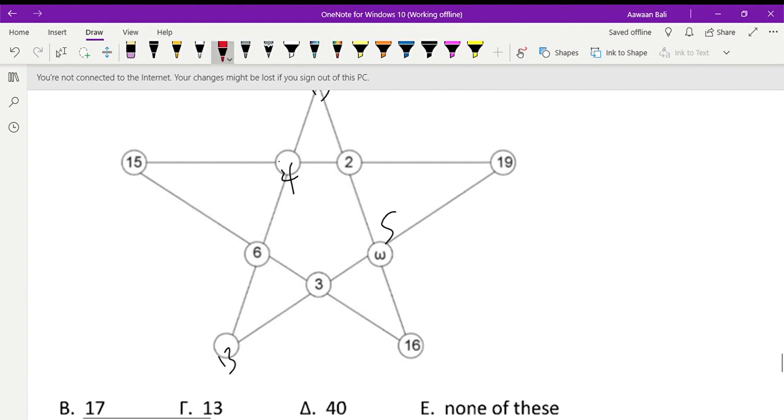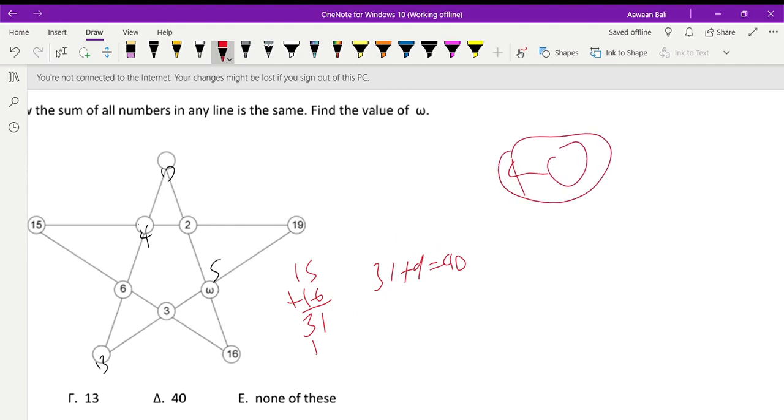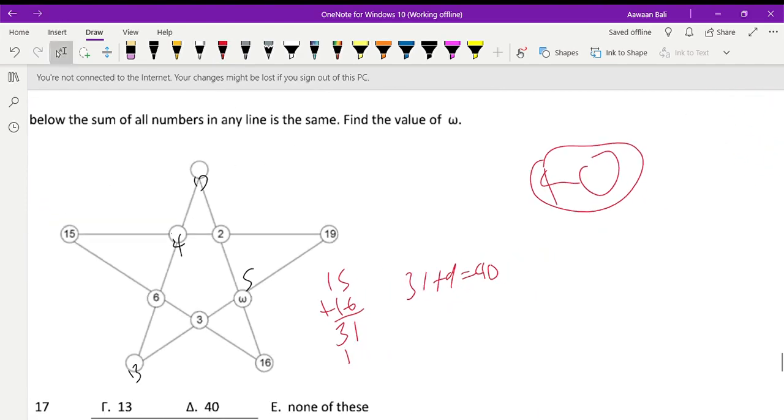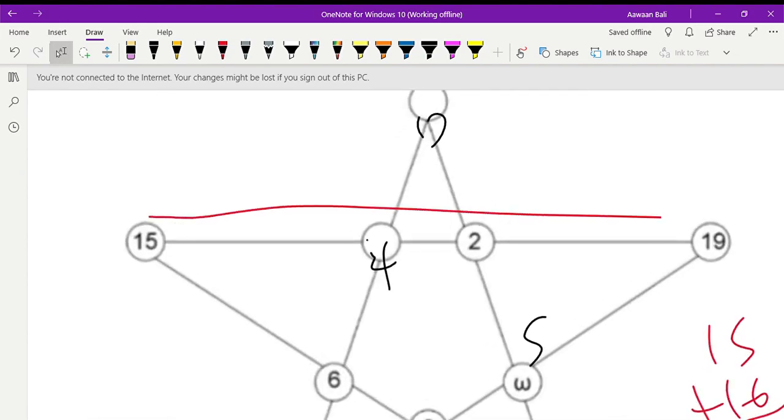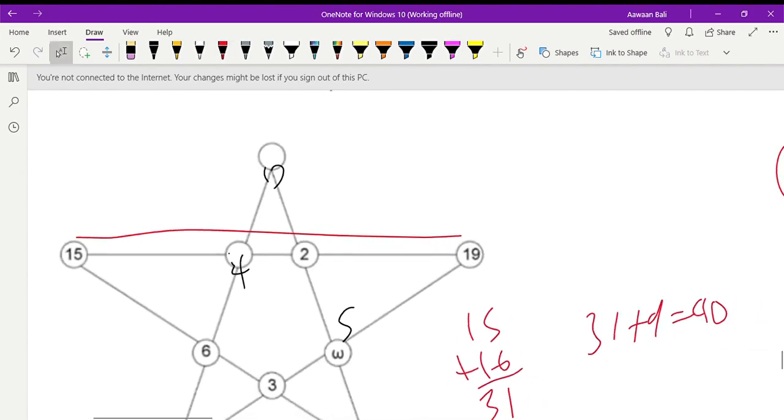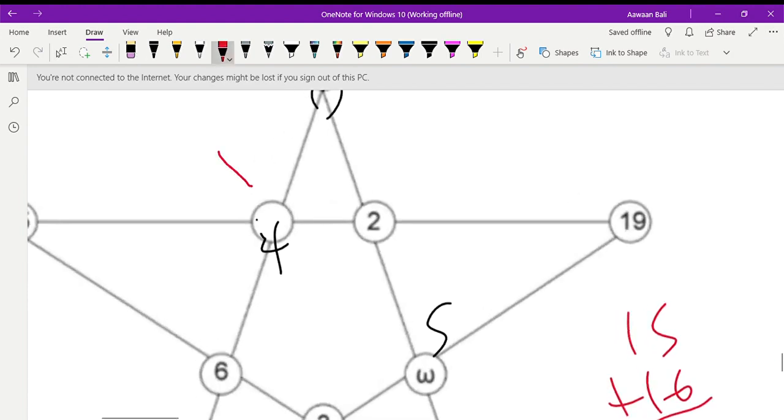6 plus 3 is 9. 15 plus 16 is 31. So 31 plus 9, 40. Magic number is 40. Sum of all the lines is 40. So then what you have to do is substitute more numbers. Now we have 15, 2, and 19. This line here. So 15 plus 2 is 17. 19 plus 17 is 36. So 36 plus 4 is 40. So that means this has to be 4.